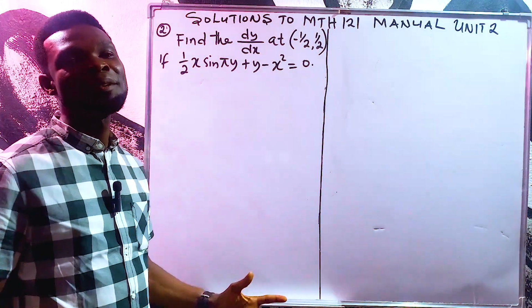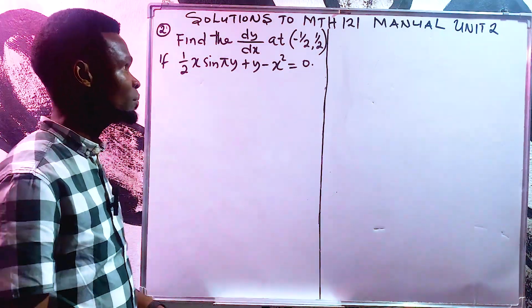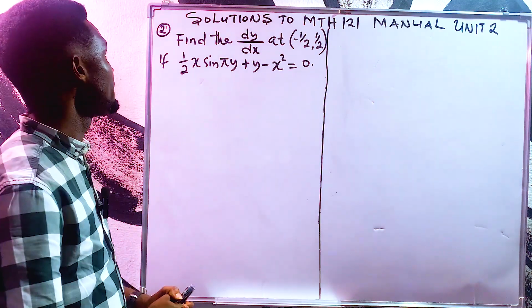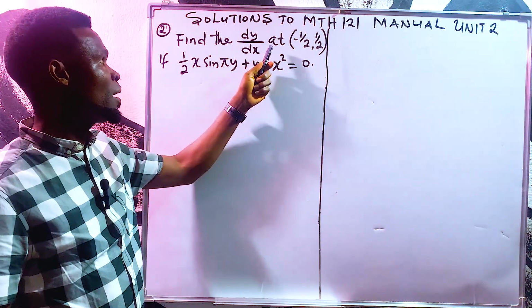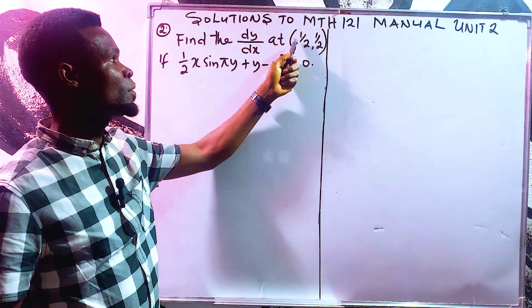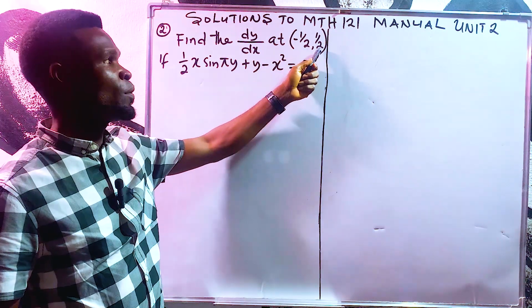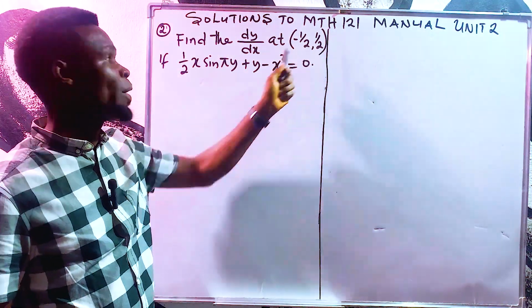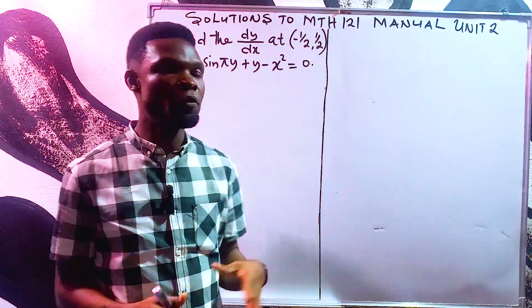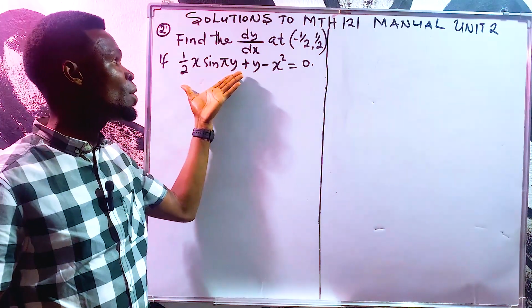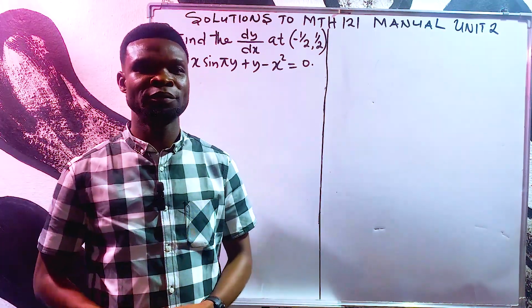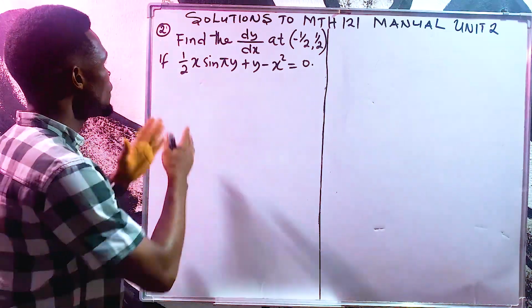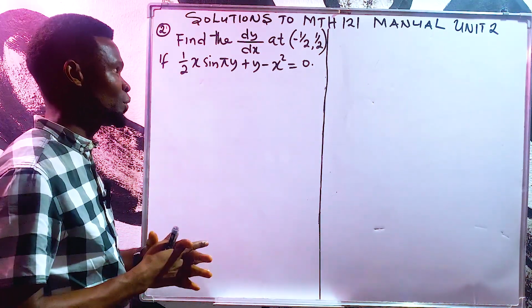All right, so this is question number 2, still in unit 2. It says, find dy/dx at (-1/2, 1/2). So these are the coordinates of the point, where this is x and this is y. Now, this type of function here is called an implicit function. Now, how do you differentiate an implicit function?